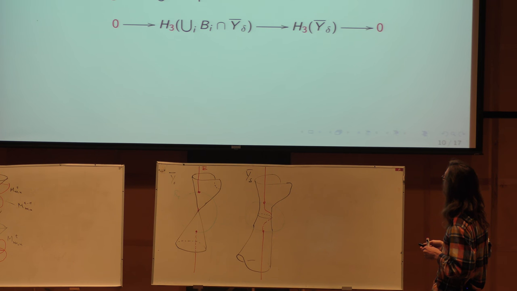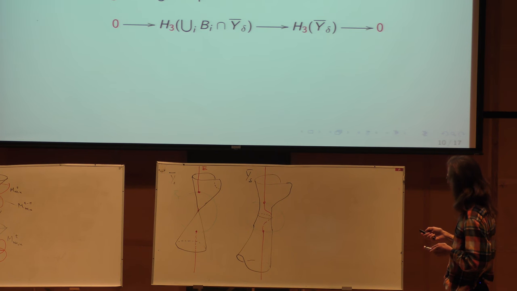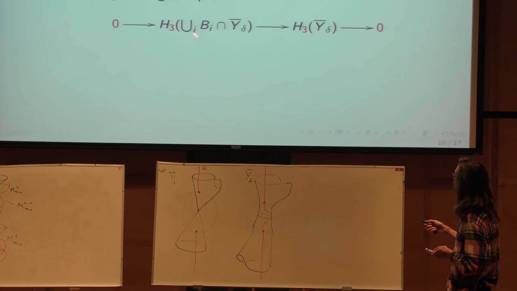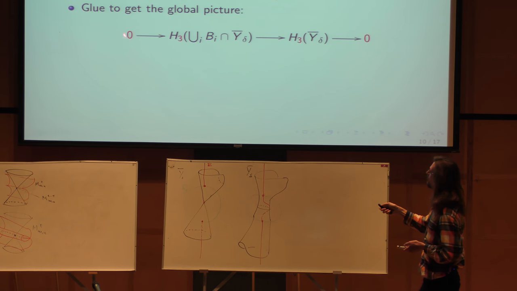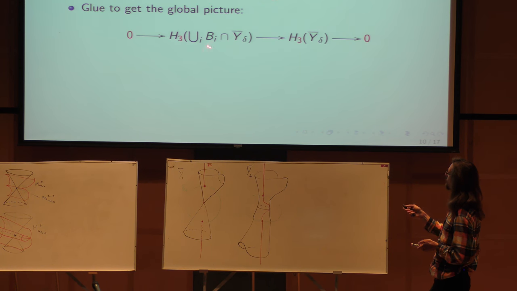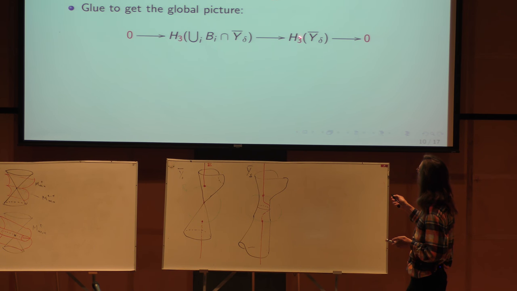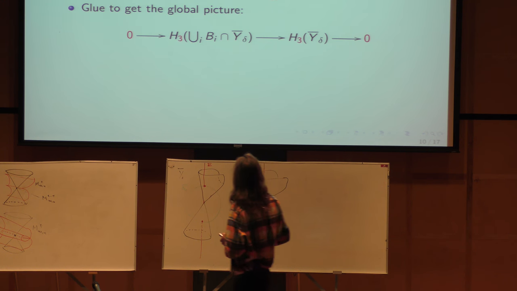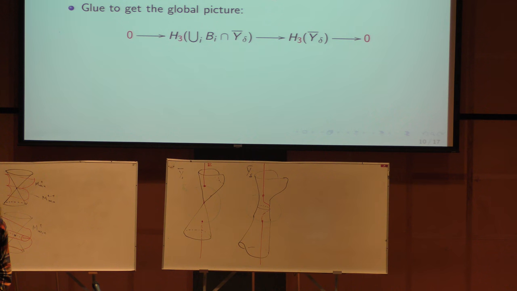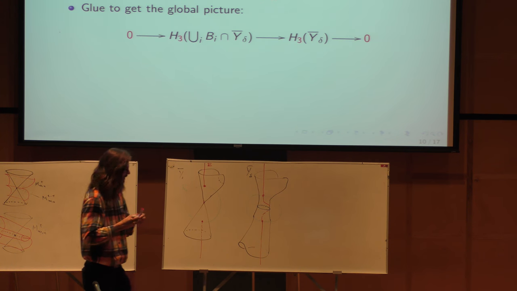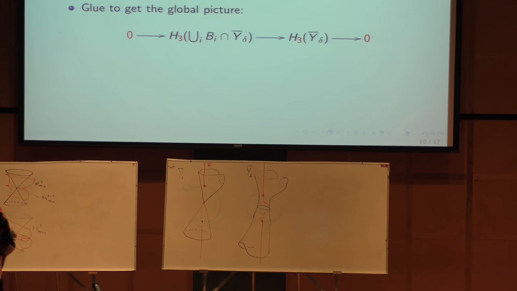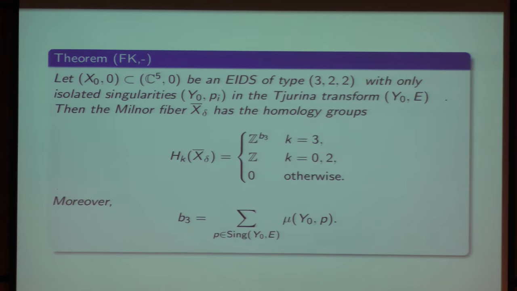And then for the degree 3, you look at the local Milnor fibers here, what you find inside the green ball, and you show that you have zeros in the long exact sequence of this pair of spaces, so they naturally carry over to generate the third homology group of Y delta bar. In this case, this is about these vanishing cycles that come from the isolated singularities in the Turner transform. All right, this is how you end up with this theorem.